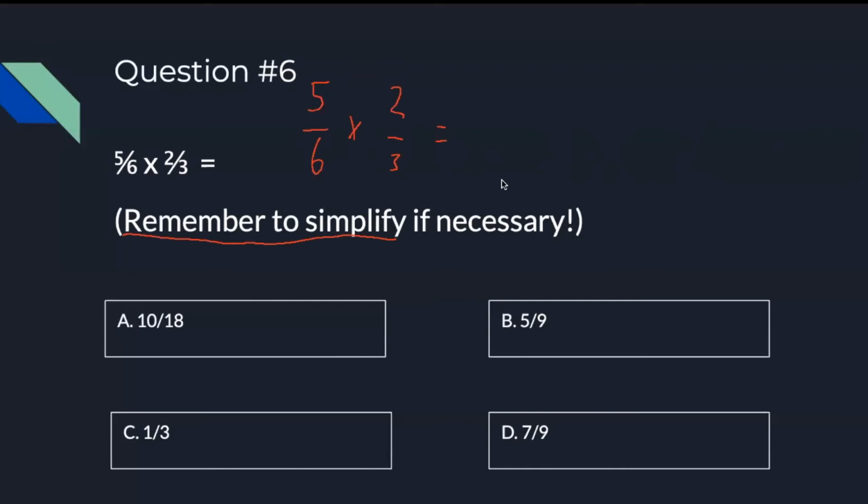Let's get started. Everyone get started. Time's ticking. 5 over 6 times 2 over 3. Remember to simplify.